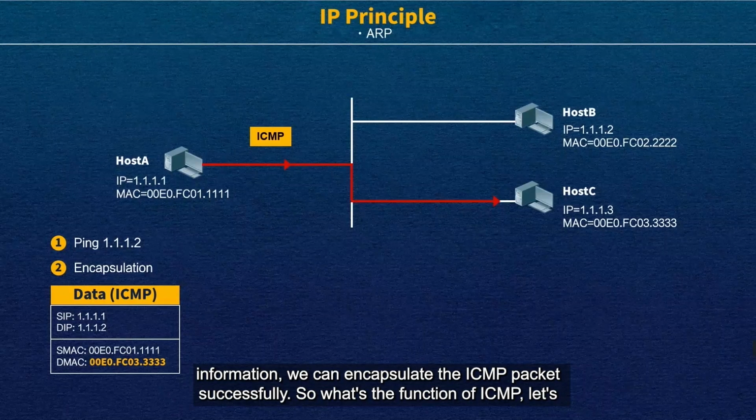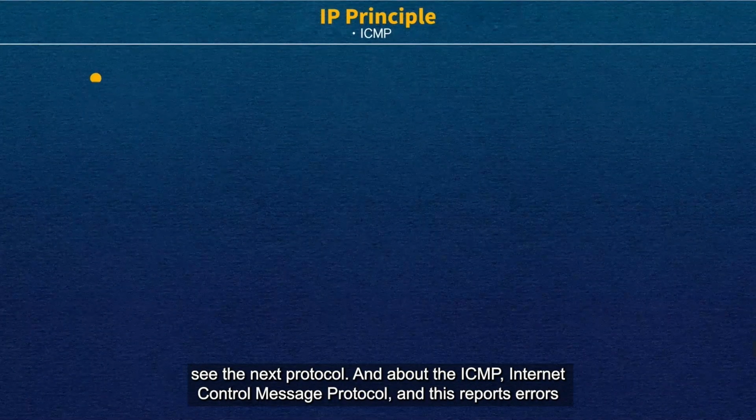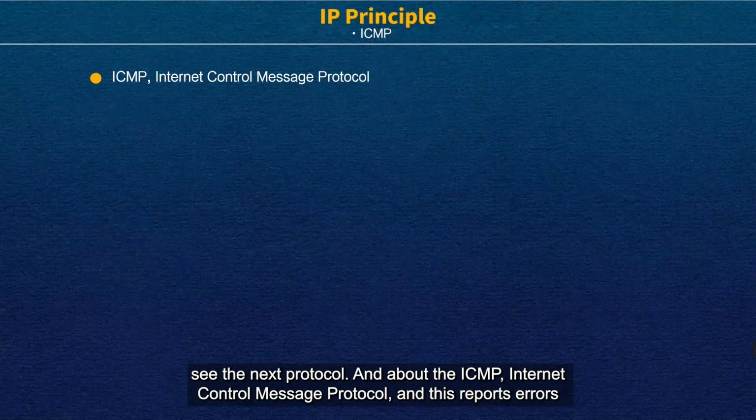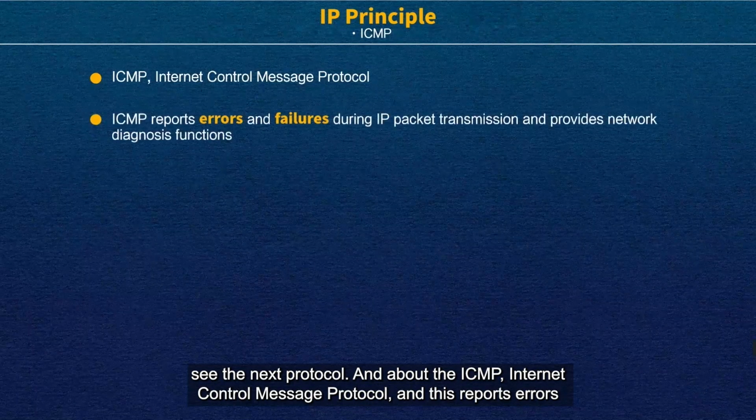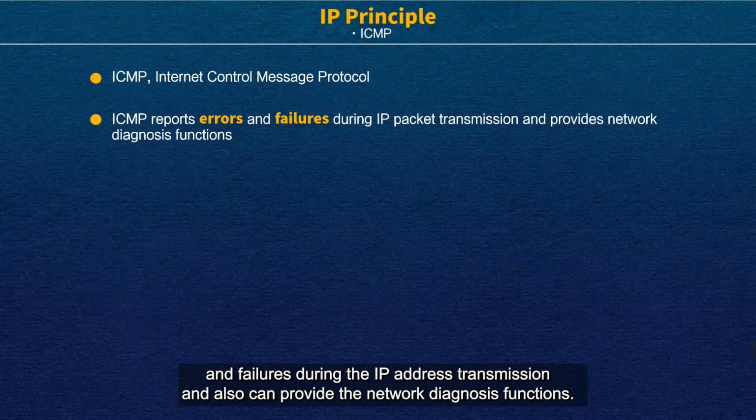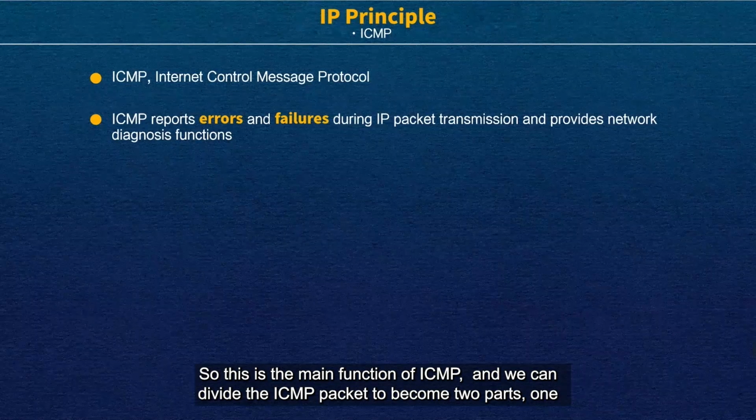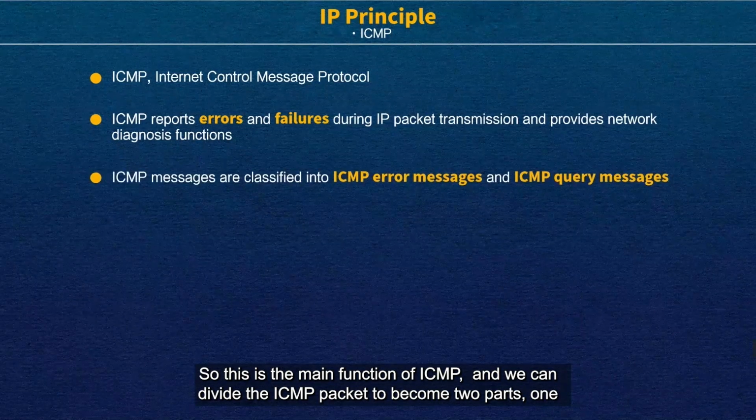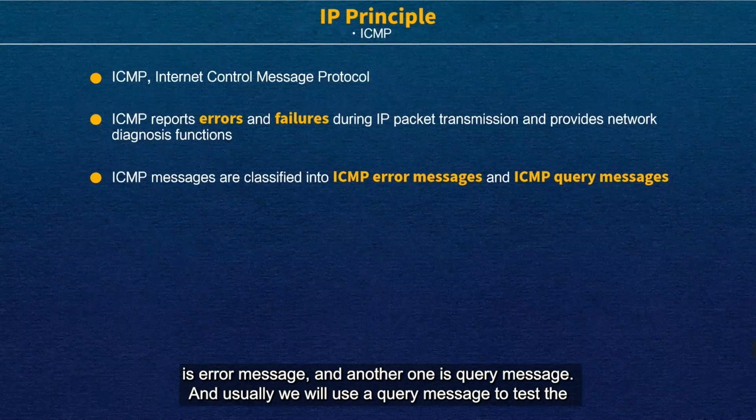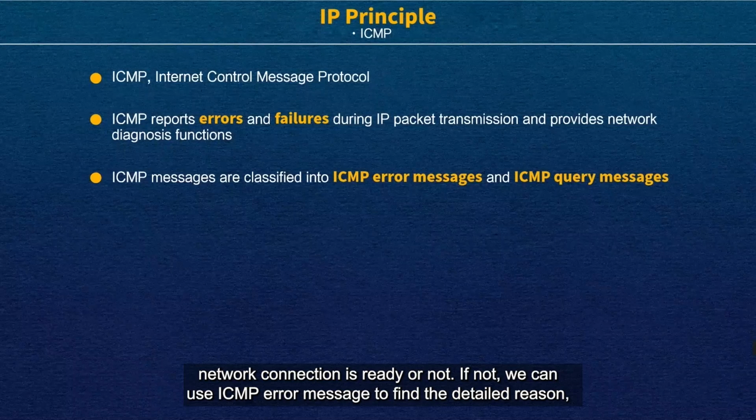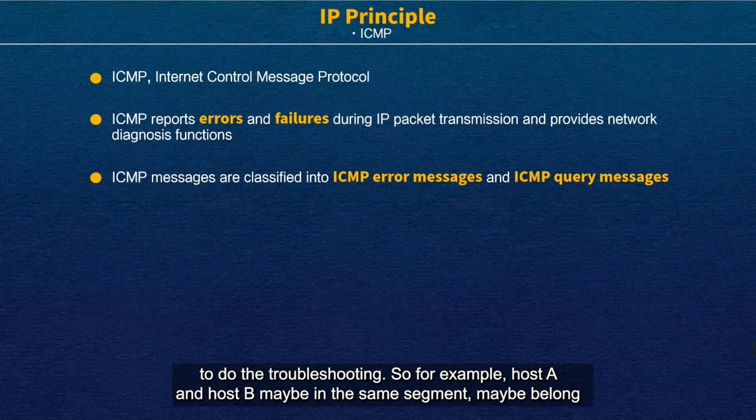So what's the function of ICMP? Let's say the next protocol. ICMP is the Internet Control Message Protocol. It reports errors and failures during IP transmission and can also provide network diagnostic functions. This is the main function of ICMP. We can divide ICMP packets into two parts: one is error messages and the other is query messages. Usually we use a query message to test whether the network connection is ready or not. If not, we can use ICMP error messages to find the detailed reason to do the troubleshooting.